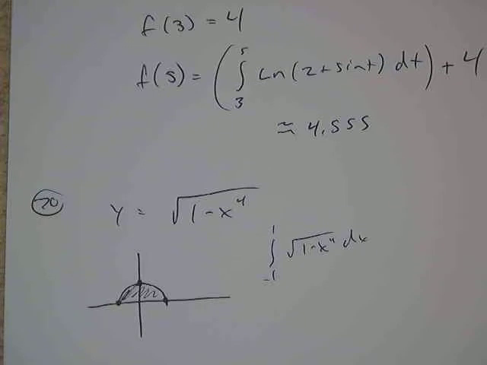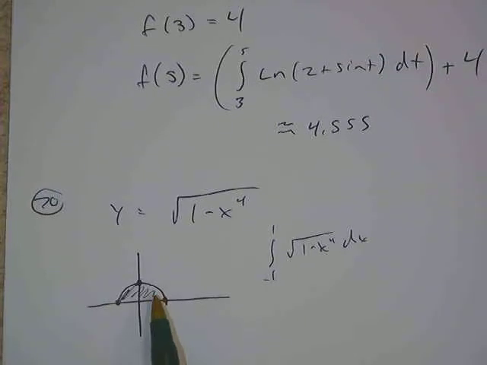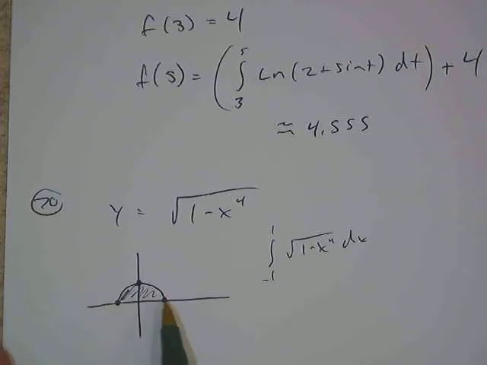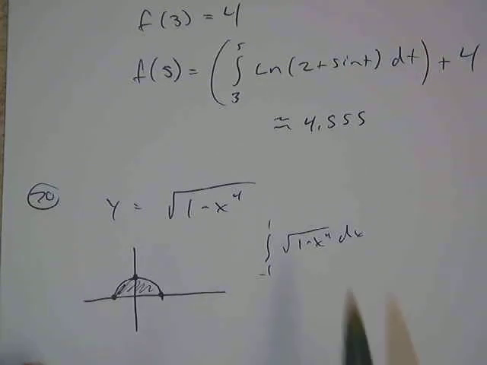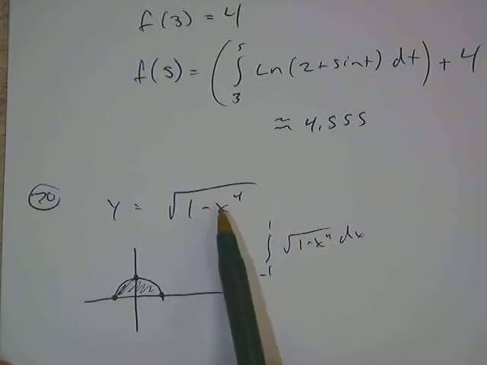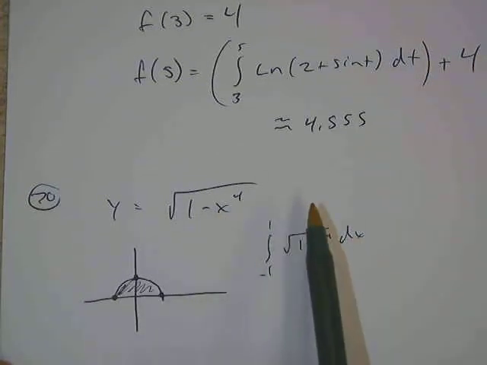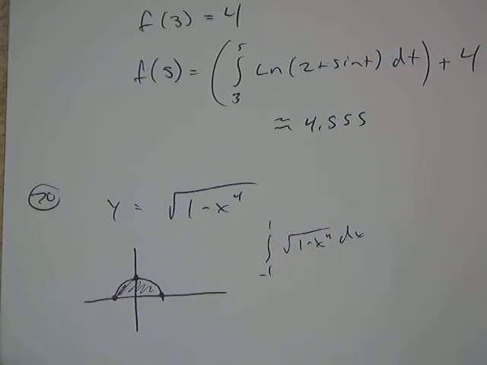Keep in mind that this is the end of the function. There is no more to it, because if I put anything bigger than 1 in here, it's going to be a negative under the radical. Anything smaller than negative 1, same deal. So that is the picture.